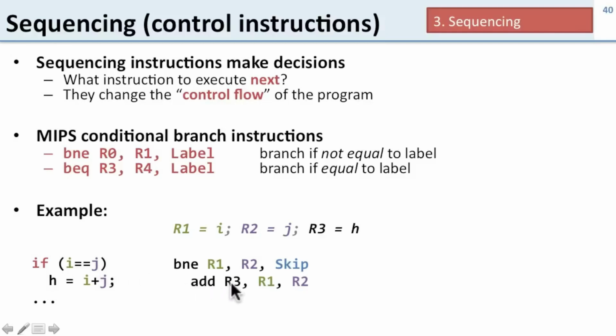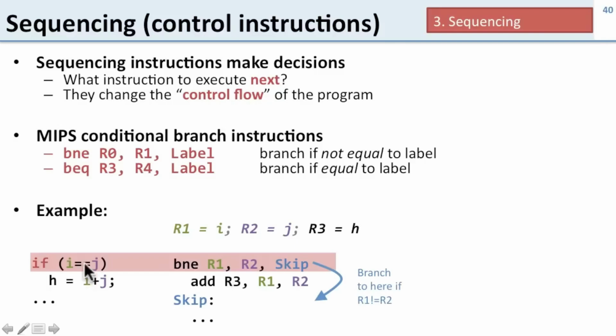Then I'm going to have add R3, R1, R2. This is the same as this line here. So if they're not equal, I'm going to jump to the skip, and the skip is right after here. So what happens here is if they're not equal, I'm going to skip over the addition. If they are equal, I'm not going to skip the addition, and I'll do the addition. So that gives us the execution we want here. So here's my conditional branch. If they're not equal, I skip over the next thing, and then I'm done. But if they are equal, then I'm going to go ahead and do the addition, which is exactly what I want in the code.